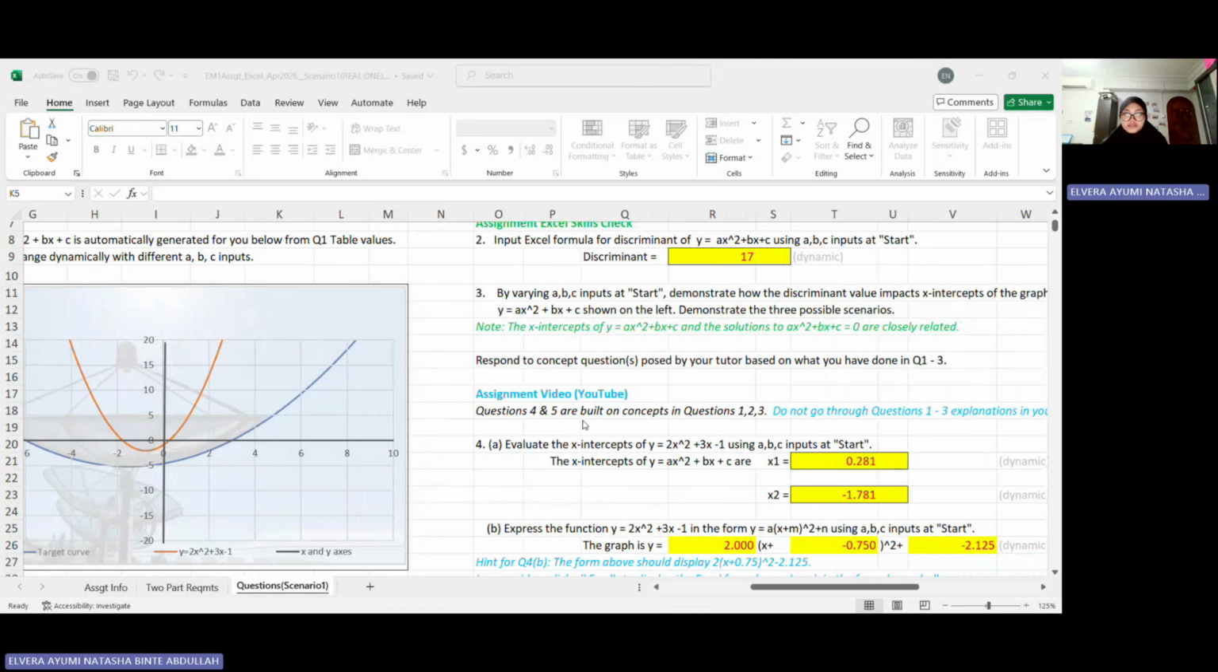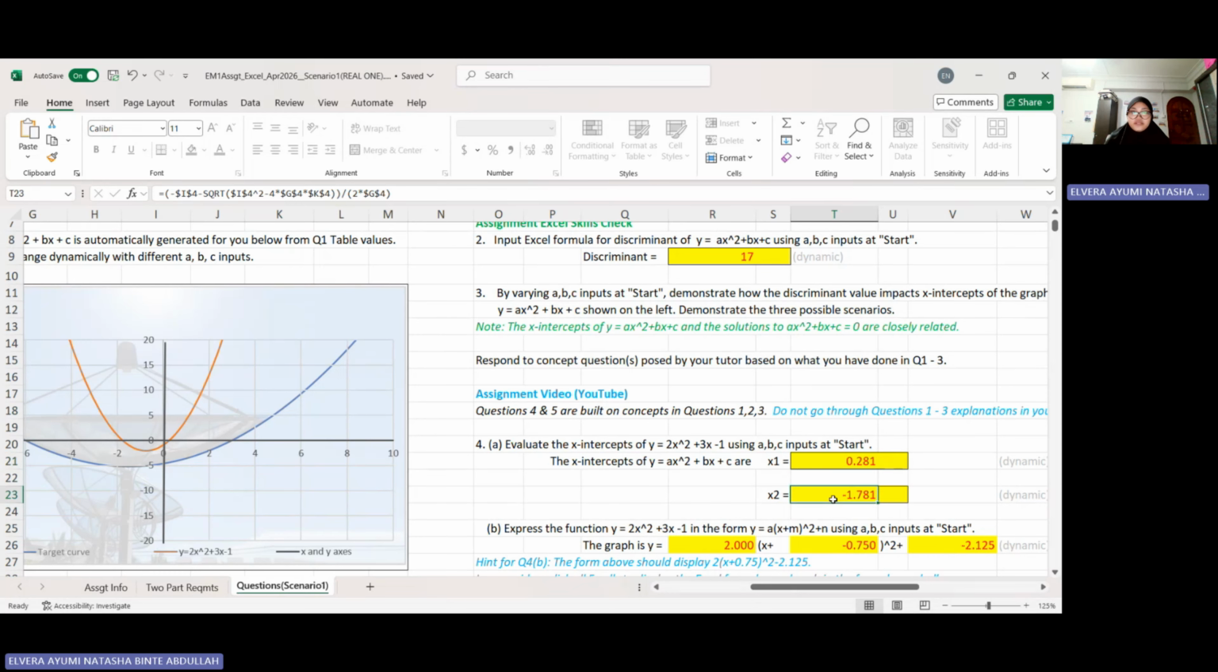For the first x-intercept, the Excel formula is: negative I4 plus SQRT, bracket, I4 to the power of 2 minus 4 times G4 times K4, close bracket. Then close your bracket and divide it by 2 times G4.